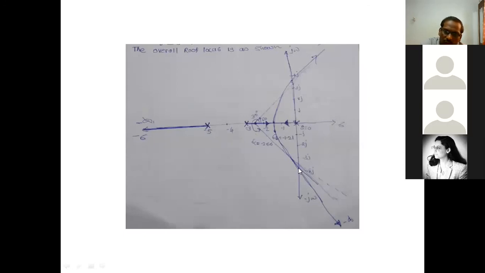So at these two points, plus 3.87j and minus 3.87j, your root locus will cross the imaginary axis and then move towards plus infinity along this asymptote and minus infinity along this asymptote. So this is a complete sketch of your root locus.